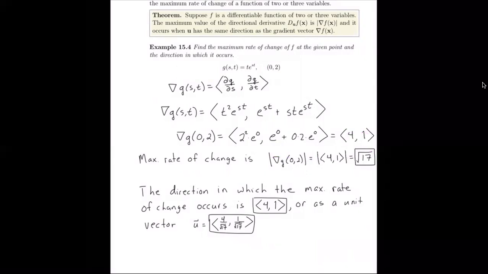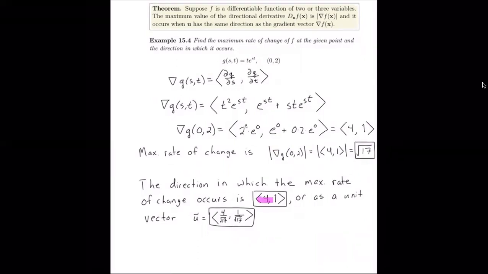That's in the direction of (4, 1). Our max rate of change occurs when we move along the vector (4, 1) when we're at the point (0, 2). So that's written down below, summarized again. It's also expressed as a unit vector, just in case that was necessary. We've just divided the whole vector by the magnitude of it. That's a common practice at this point in the class. So there it is. Our max rate is root 17 in the direction (4, 1).